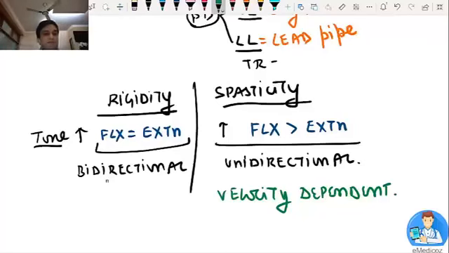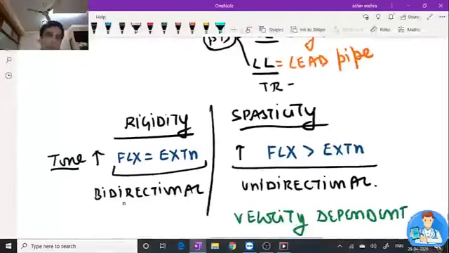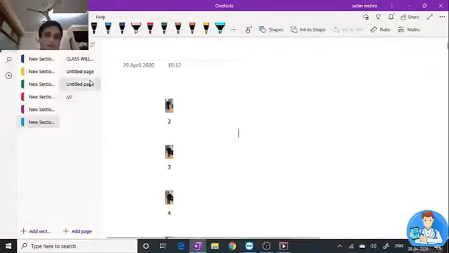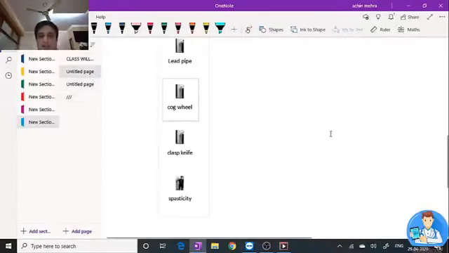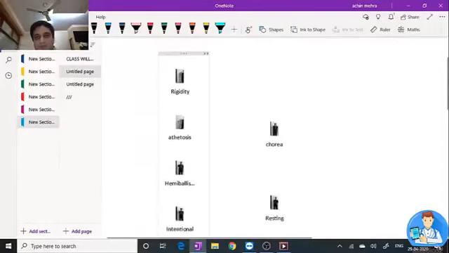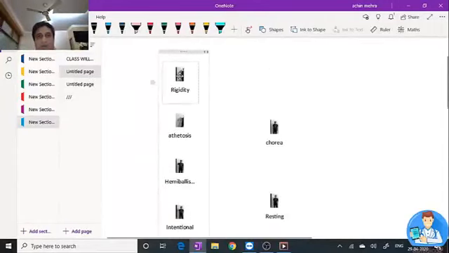Okay. Now what do you mean by all this? What is the meaning of this increase of tone in both the directions equally and in one direction? Right. I'll show you the videos related to this concept. Okay.